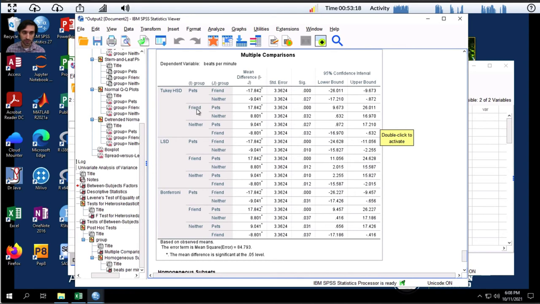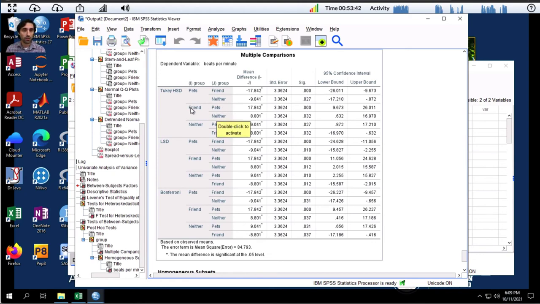Let's look at the friends. So the group with a friend in the room. We already know that the group with the pets is statistically significant. In fact, this number right here, this third row down, is the exact same as the first row down. These are looking at the same thing. It's just switching who you're looking at as their first group.